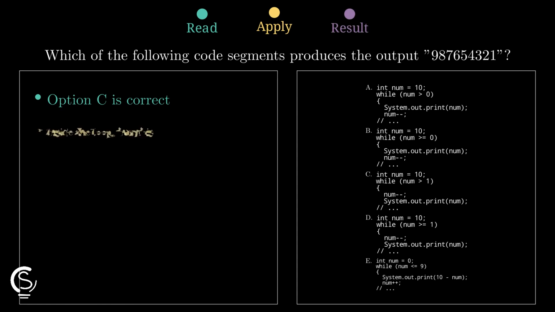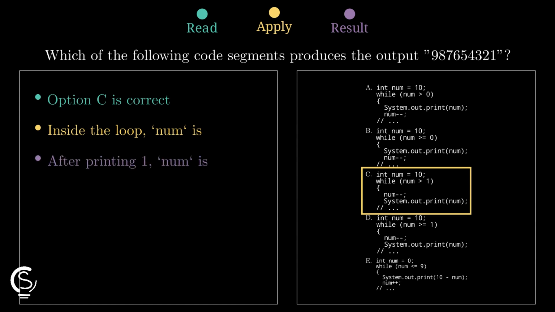Finally, when the number reaches 2, it decrements to 1 and prints. Then the condition fails. That makes option C our final winner. Let's go!